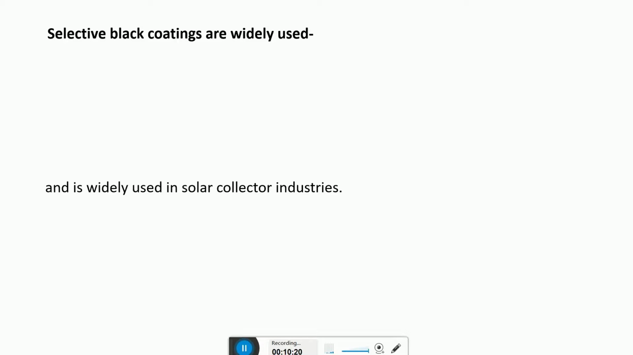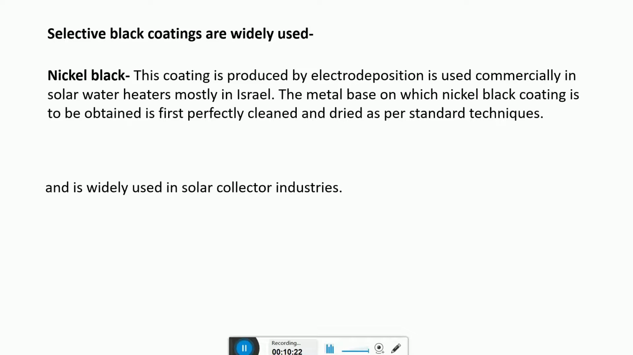Mostly a nickel black is used for selective coating. This coating, which is produced by electrodeposition, is used commercially in solar water heaters in Israel because the dry climate of Israel is ideal for black nickel collector applications. The metal base on which the nickel black coating is to be obtained is first perfectly cleaned and dried as per standard chemical cleaning techniques.